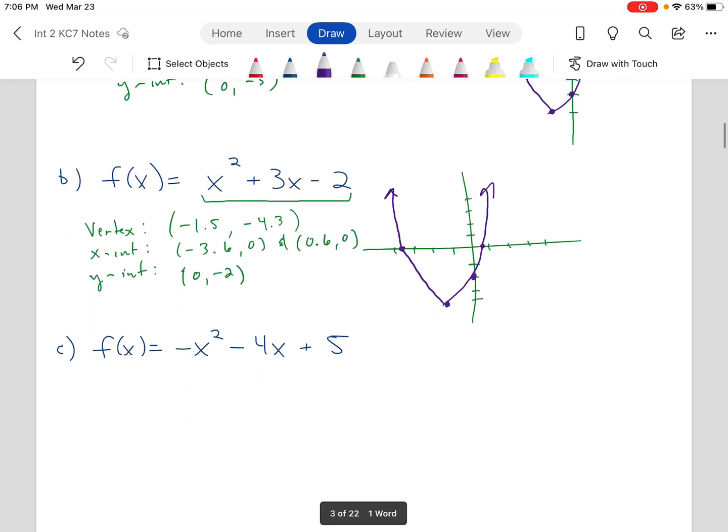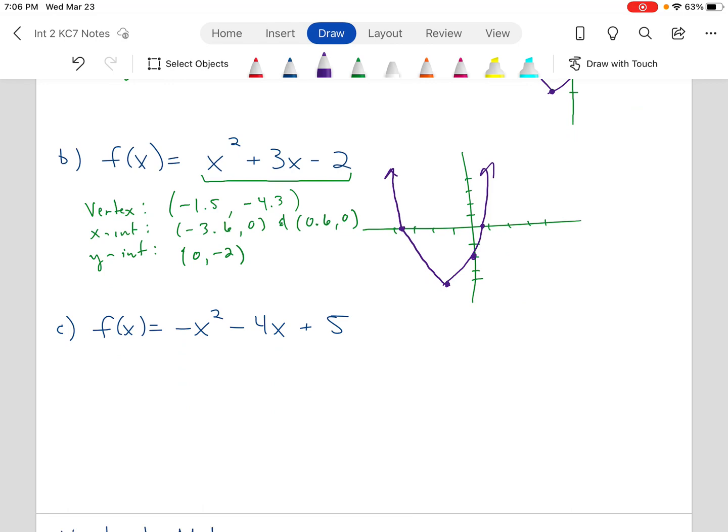That's it. Okay, so I want you to go ahead, before I move on to letter C, I want you to pause the video and plug this into Desmos. Okay, plug it in, tell me what my intercepts are and what my vertex is before I complete this problem.